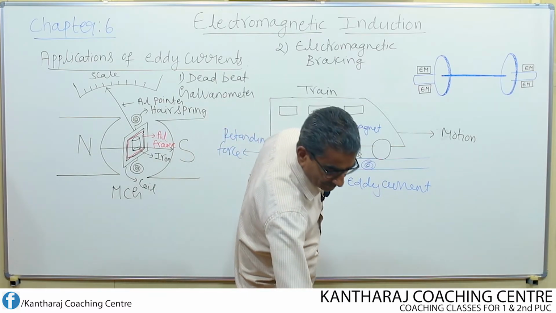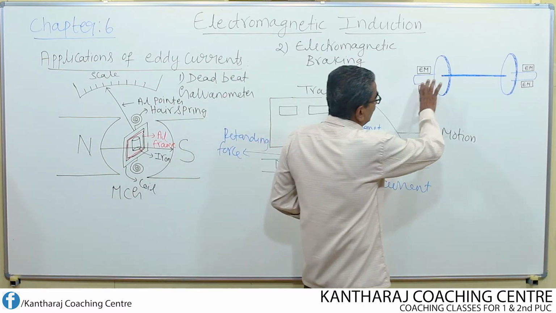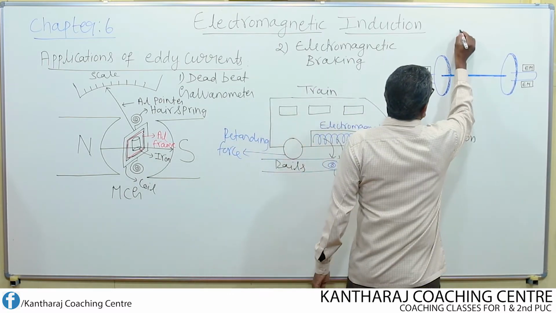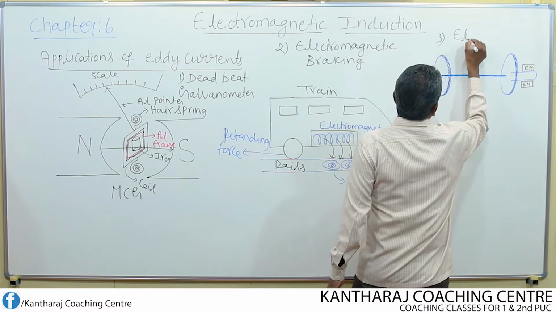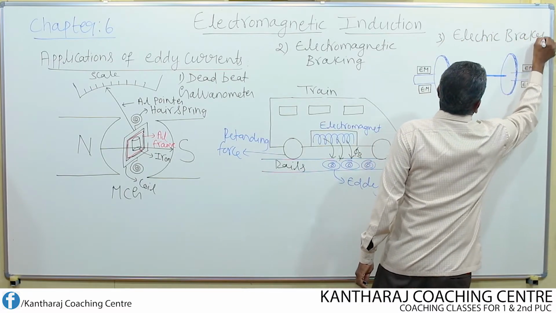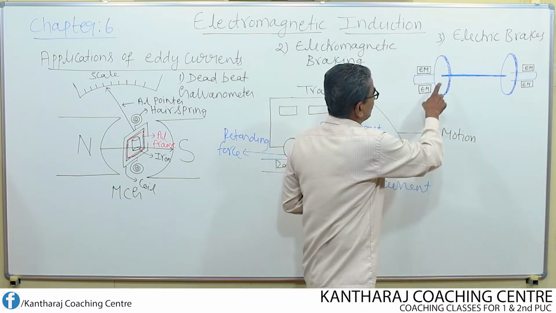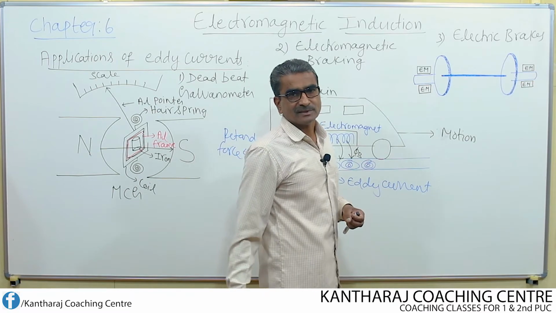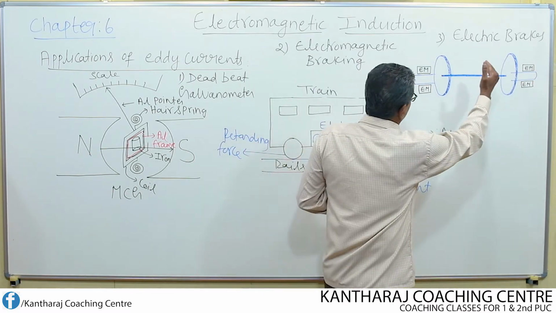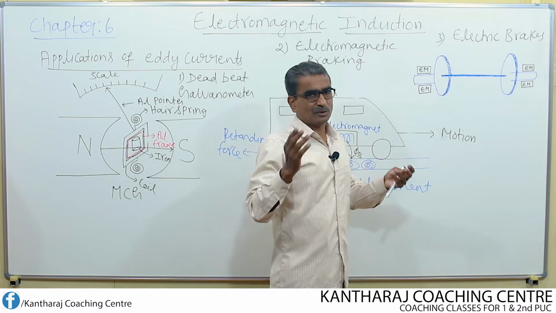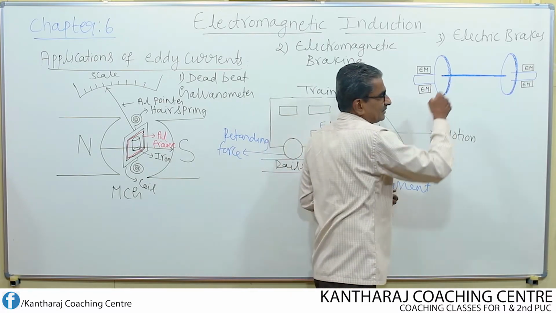Similarly, if I consider the electric brakes in the train, electric brakes also work on the same principle. Let us consider this as electric brakes. Let us imagine these two as the wheels of the train. So electric brakes and the electromagnetic braking system, both have the same working principle, both are one and the same. Let us explain this also.